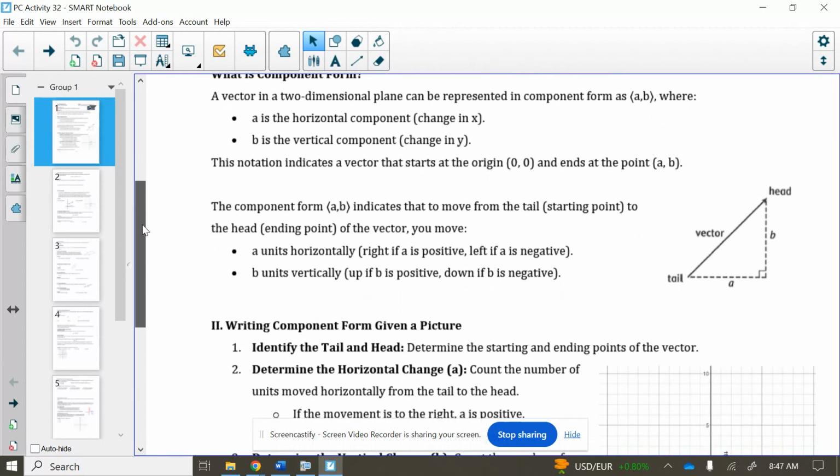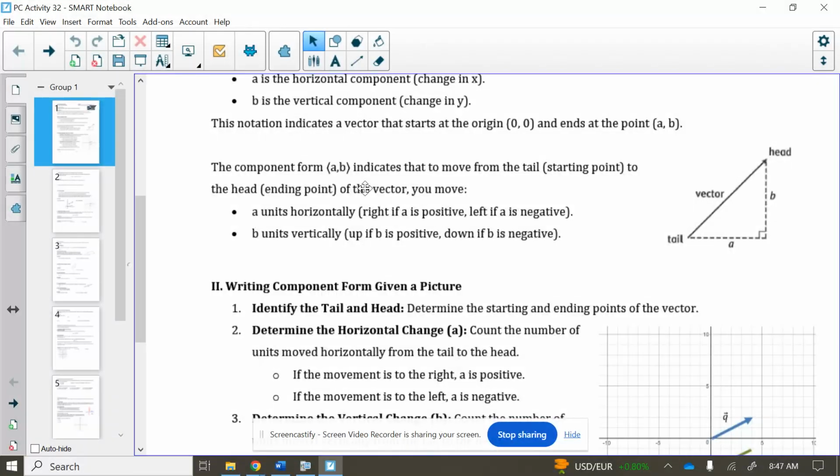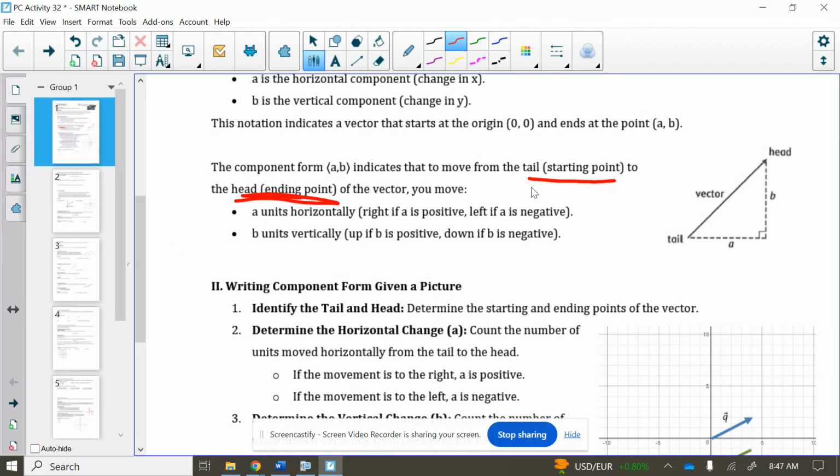Now, officially though, the movement of your vector doesn't have to start at the origin. It just starts at a tail, which is again its starting point, and then it moves towards the head, the arrow portion of this. So that can be represented anywhere on our graph. And again, the movement, if it's positive, is going to be right for the A values, up for the B's, and negative would indicate left and down for the B's.